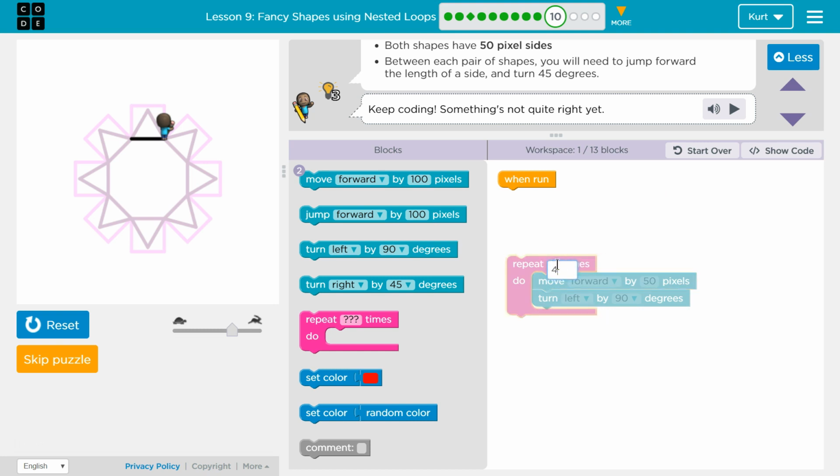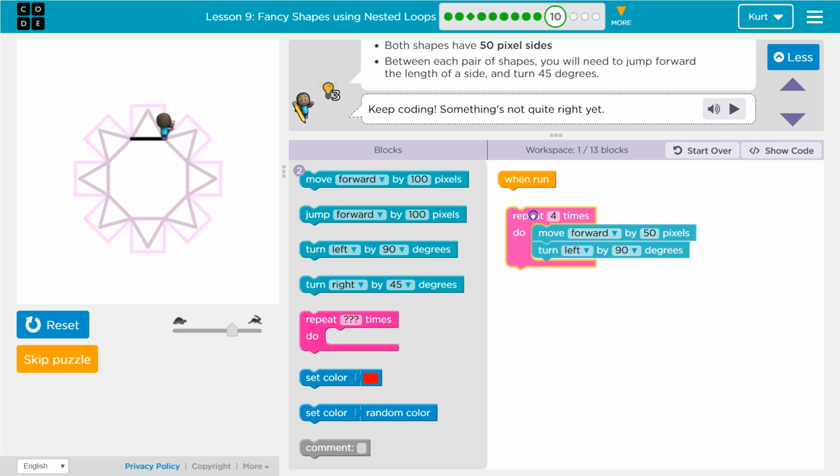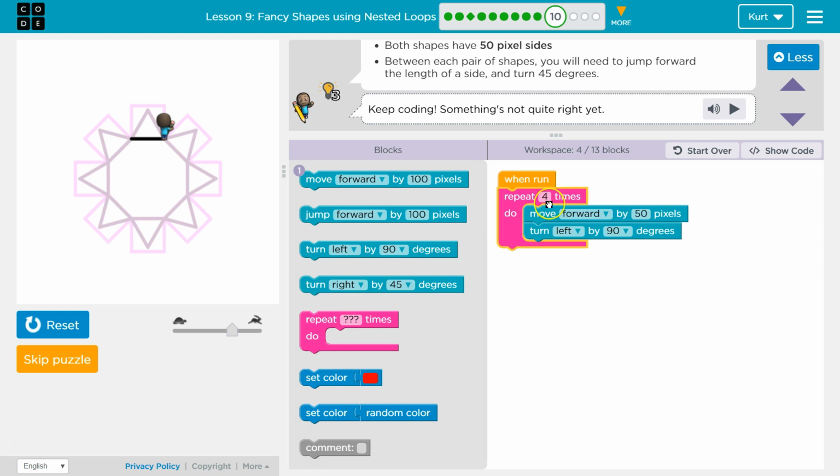Remember, anything in a repeat block is repeated however many times we ask. So if I put the number four here, when we hit run, the code's going to go, okay, run this four times. Move forward, turn left, forward, left, forward, left. Four times. And we should see a full square develop. Yes. All right. Well, that is only one square, though.